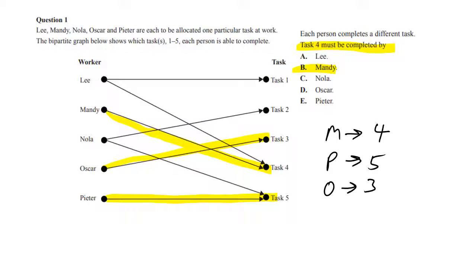And then if you think about this, Lee can't do anything. He can't do task 4 because we gave that to Mandy. So Lee must do task 1. And, well, you don't have to do any highlighting here. Nola must do task 2, even though she's got 2 arrows. But fairly straightforward question. It's question 1 on a multiple choice exam, so that one's going to be the easy one. Hopefully most people got that right.